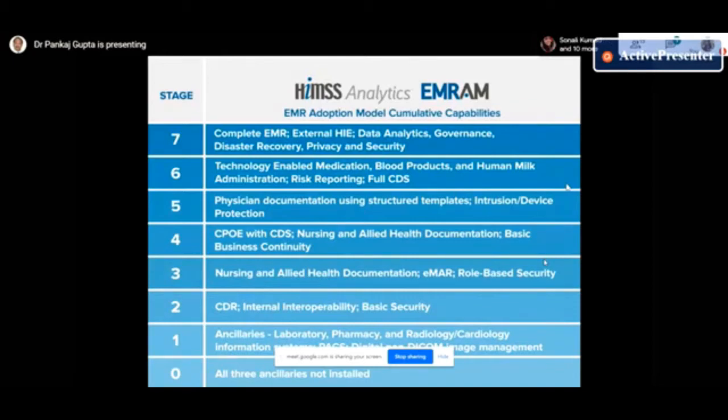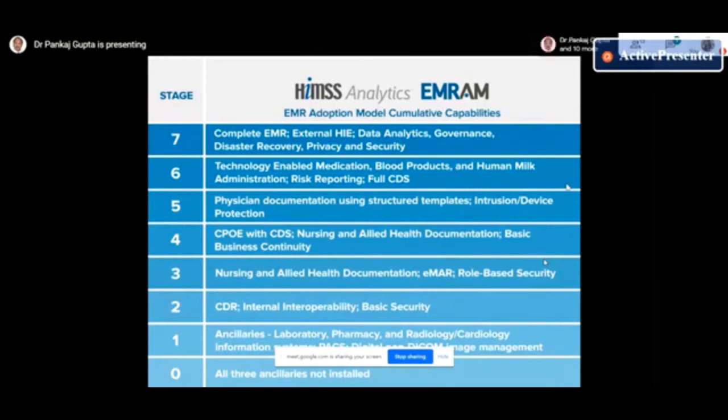Max Healthcare is the only one across all the 12 hospitals that achieved stage 6. Apollo Chennai did not get 100% stage 6, but one of their departments has been able to achieve stage 6. Just one department. I don't know which one, but one department.